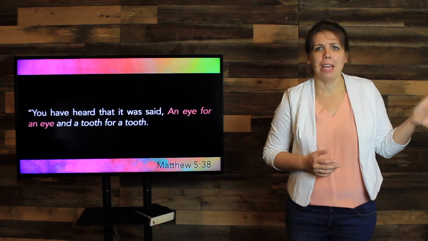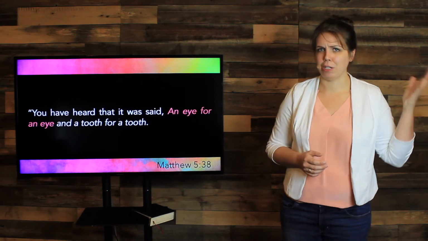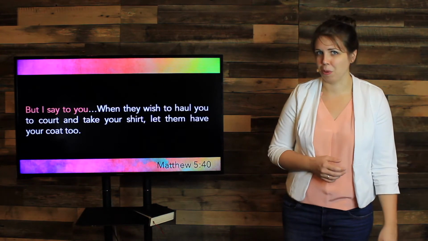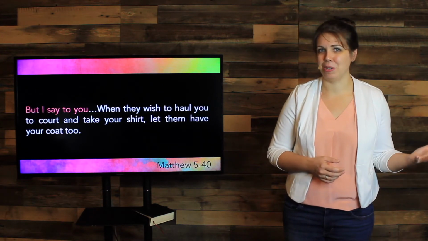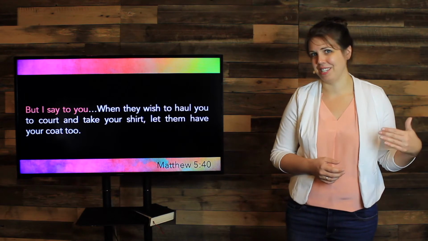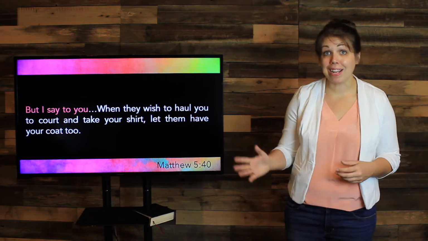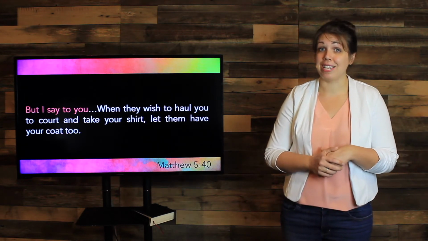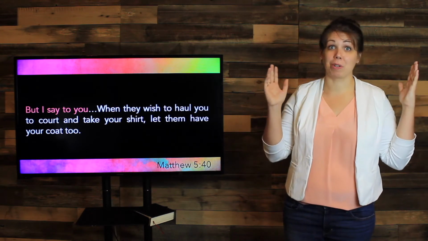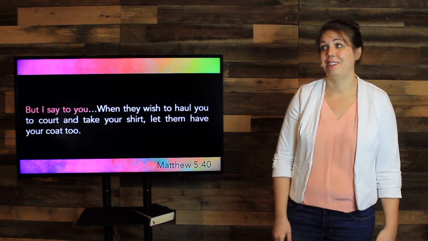You've heard it was said in the law, eye for eye and tooth for tooth." In other words, don't escalate and do something worse than what the other person did to you. "But I say to you, if anyone tries to take your shirt, give them your coat as well."